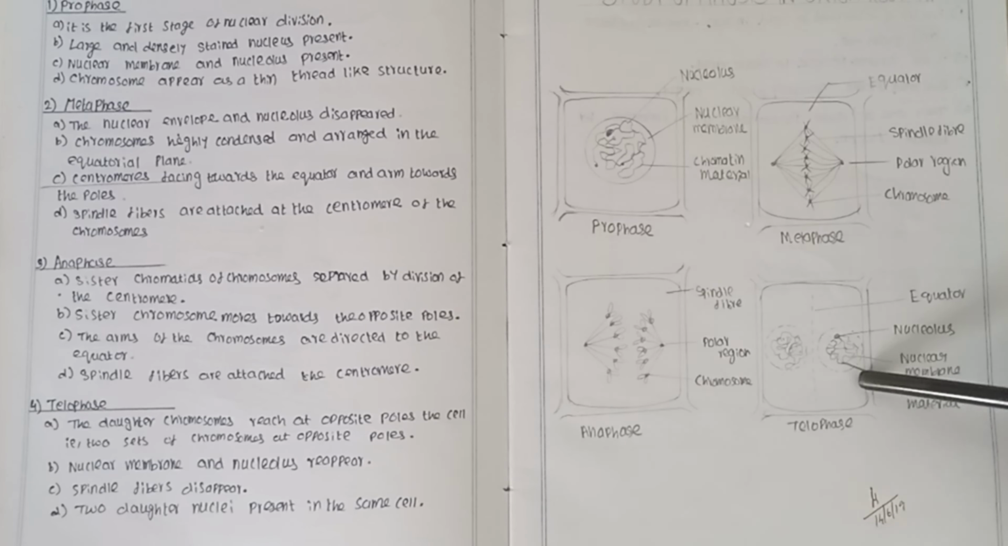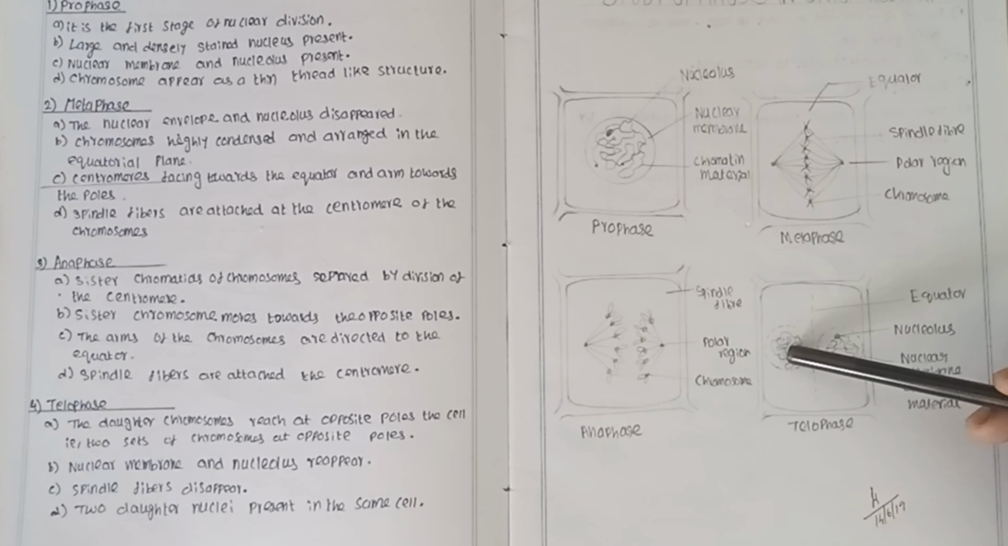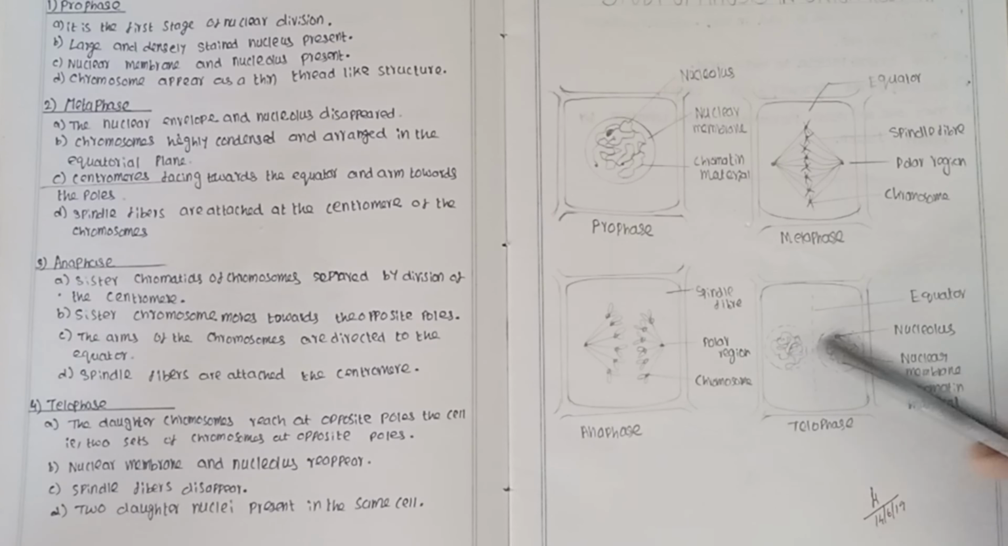What about telophase? In telophase, the chromosomes uncoil to form a chromatin network like the parent nucleus. A new nuclear membrane is formed around each daughter nucleus, and the nucleolus reappears in each newly formed daughter nucleus. Now karyokinesis, the nuclear division, is complete.